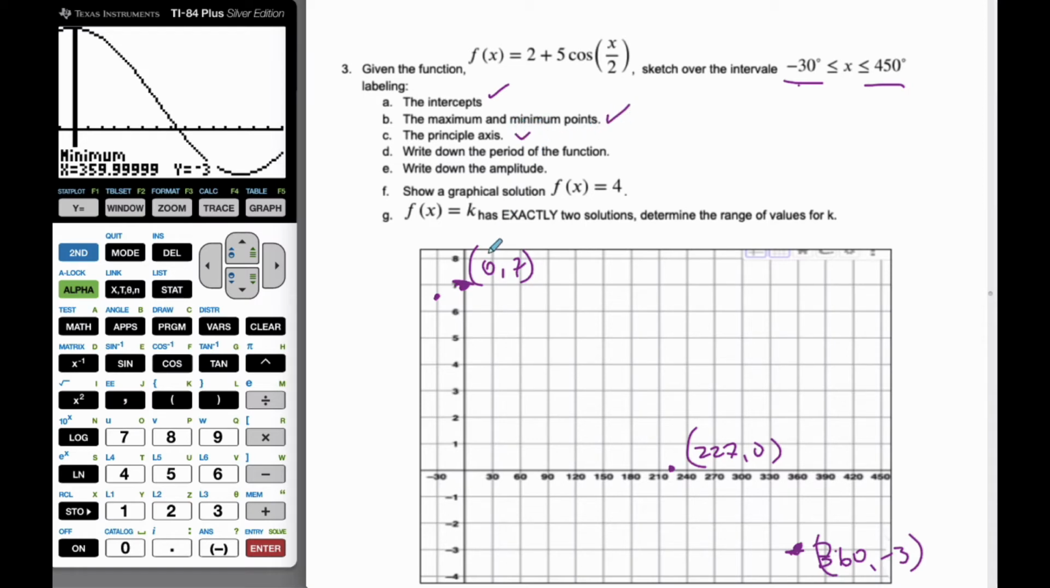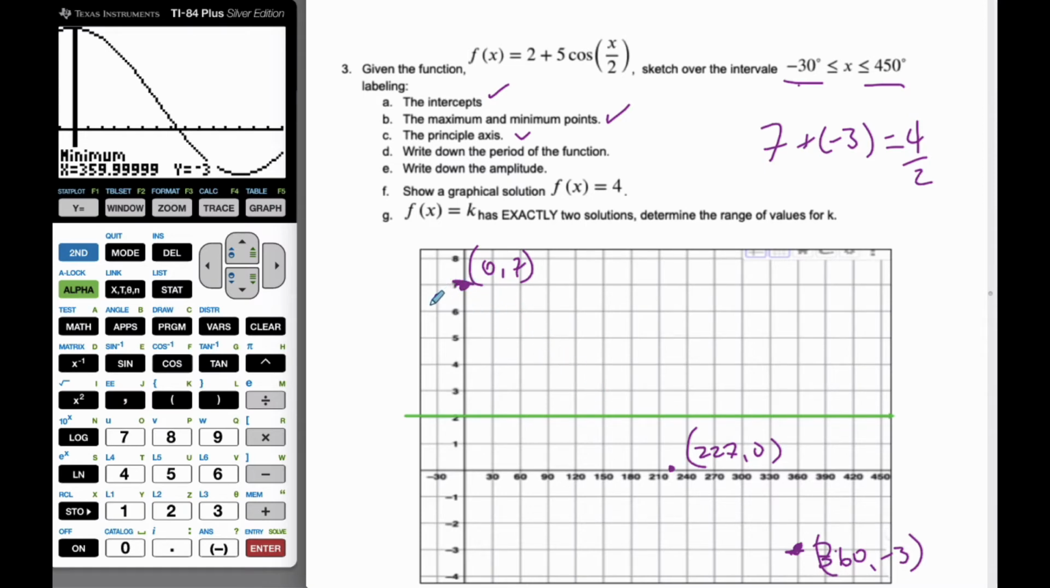The principal axis is halfway between the maximum and the minimum. So if I add them, 7 plus -3 makes 4, and I divide that by 2, that gives me my principal axis. And so my principal axis is going to be this value here at 2. And so my trig function will be on this one. Here's my maximum.